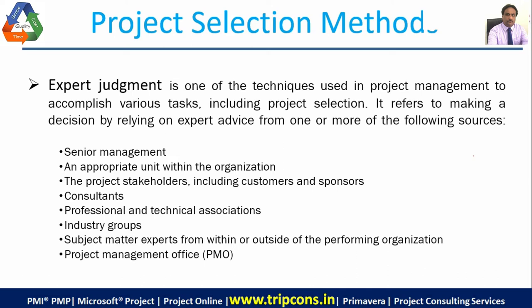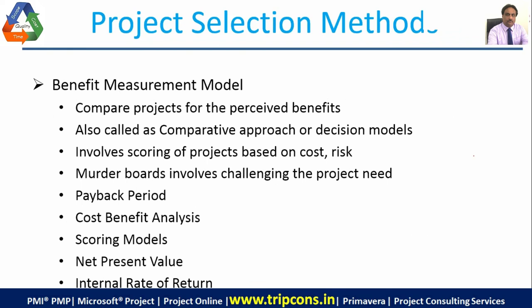So just keep in mind this term and what it means. Then you are also going to measure the benefits, if you have to choose between two or multiple projects. You have to measure the benefits, to see which is more beneficial. So you would compare projects for their benefits, whether I should launch a mobile phone or a laptop. This is called the comparative approach. It involves scoring based upon cost. So you would give a higher score to a project where the cost is less and the risk is less. And murder boards are basically doing research on the projects to make sure that the projects are feasible ones.